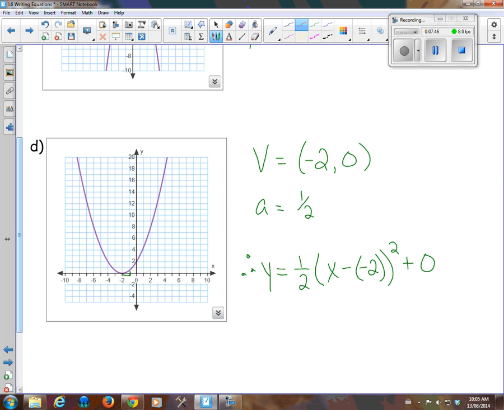2 things to remember. Signs. Let's tidy up this equation. Oops, I didn't do a very good job of writing that. There we go, half. 2 negatives make a positive, and I'm too lazy to write down the plus 0 because it doesn't change anything. So there's my equation.